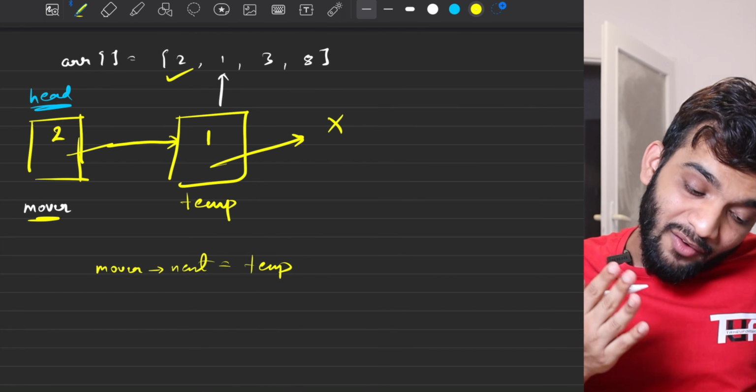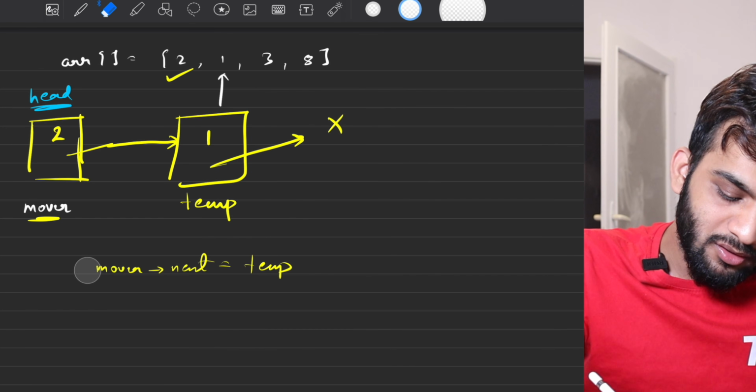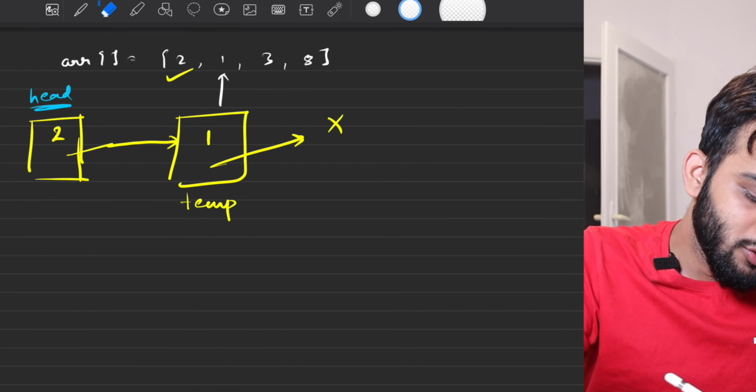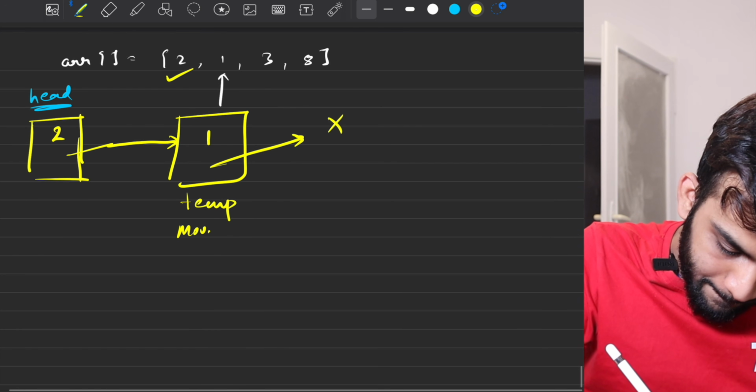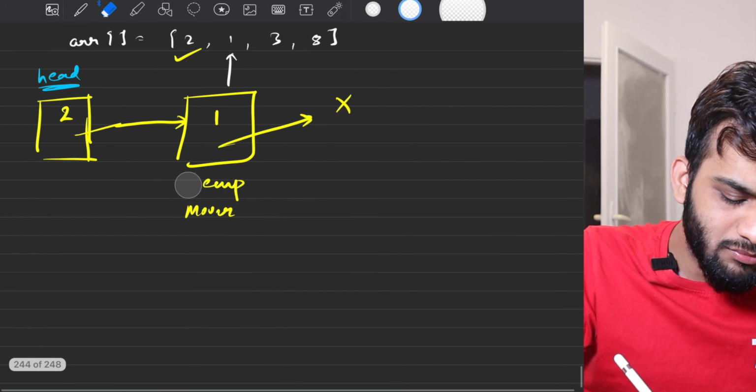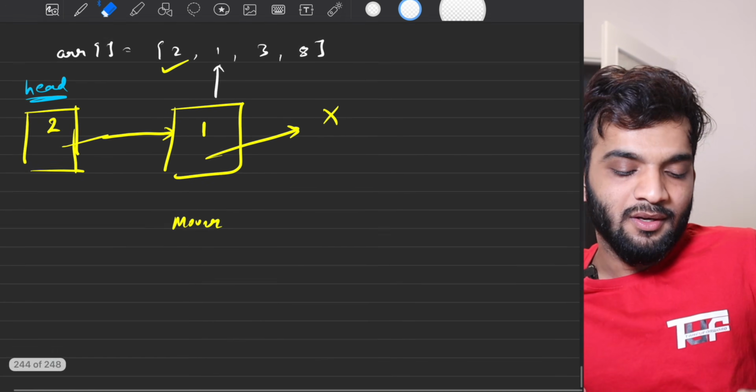Perfect. Once you have done this, don't move ahead. Move this mover to this portion. And your temporary, just forget about temporary. Next.